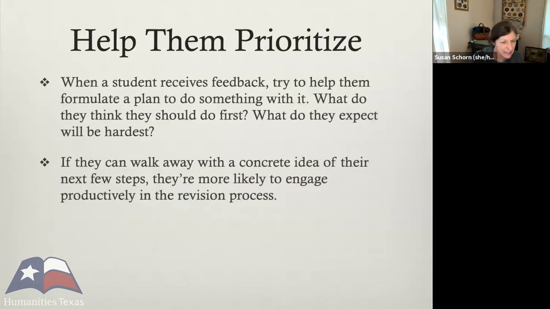Help them prioritize. And I can't remember if I had this on a slide already. Oh yeah, I have it here.